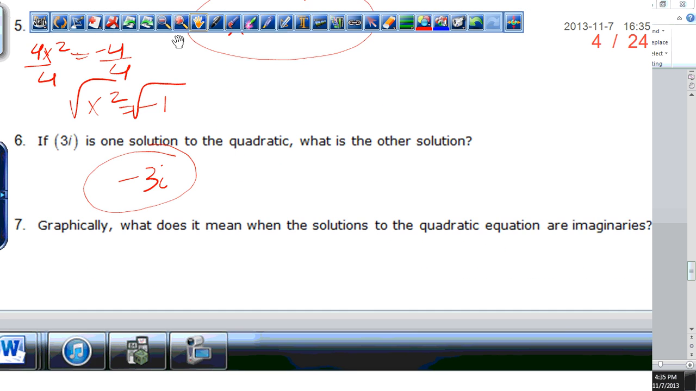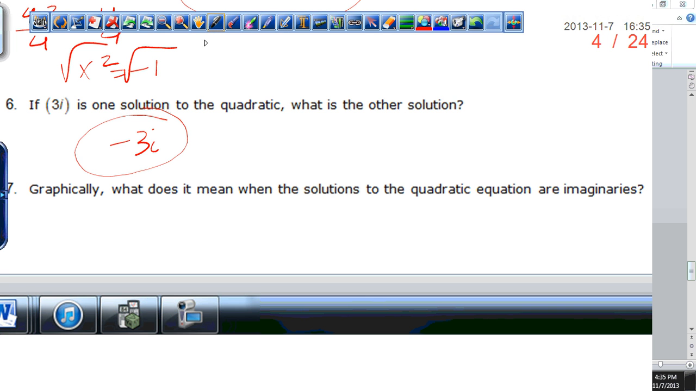Alrighty, moving right along. Number 7 says, graphically, what does it mean when solutions are imaginary? Well, if solutions are real, that means they cross the x-axis. So if they're imaginary, it means they do not cross the x-axis.